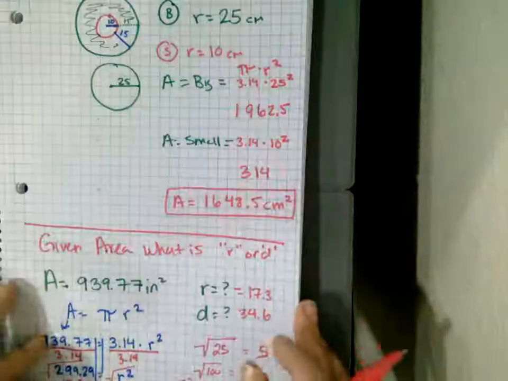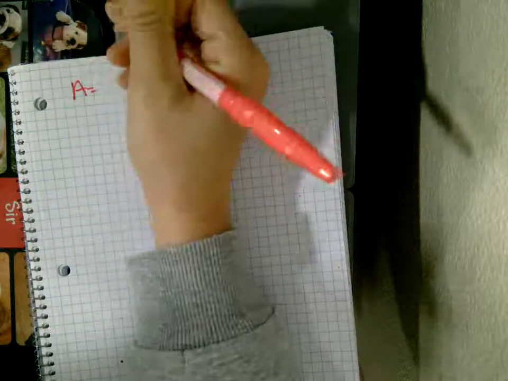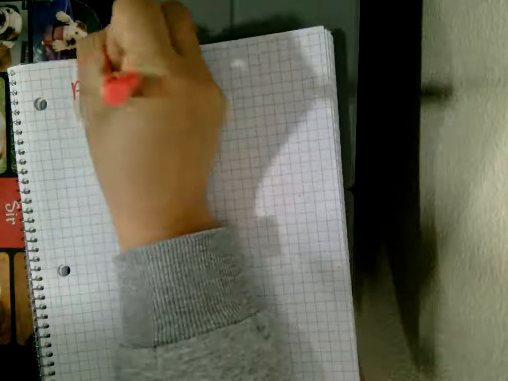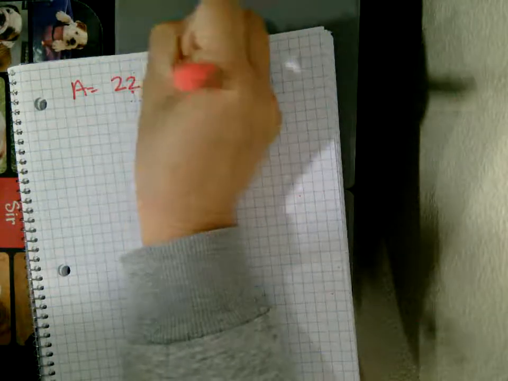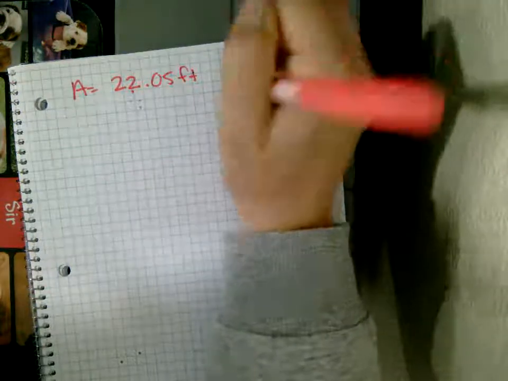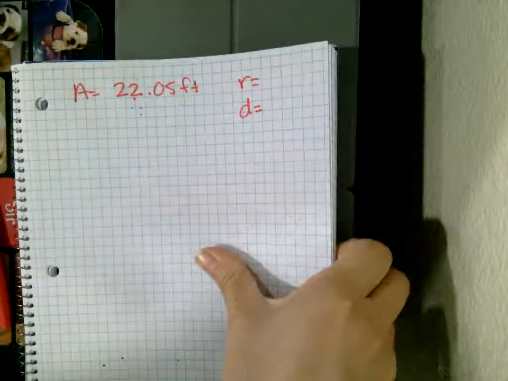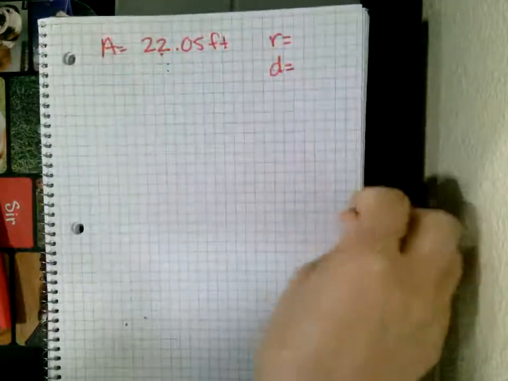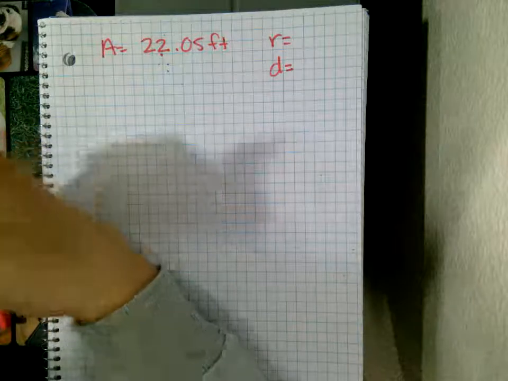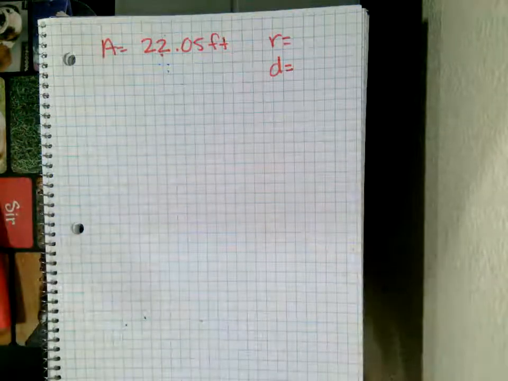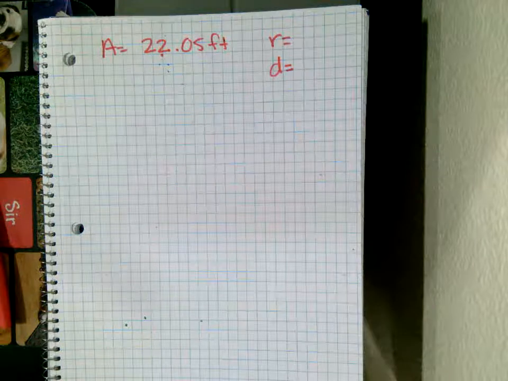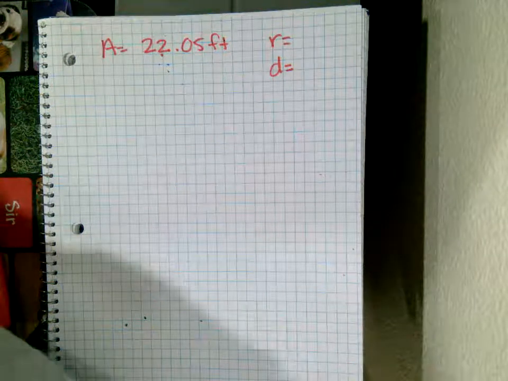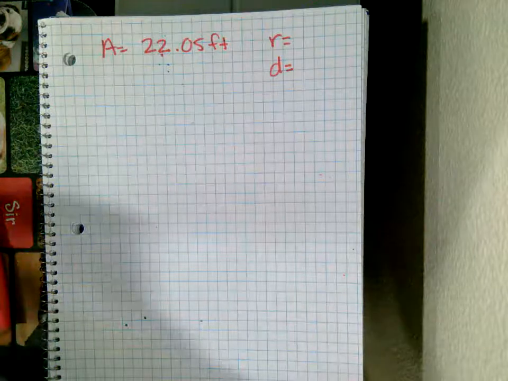All right, let's try one more, and then we'll teach you something new. Okay, so the area is equal to 22.05 feet. I want to know what R is, and I want to know what D is. If you don't get these on the MAP test, you will 100% get these in geometry and in high school. It's cool because I just taught you how to do square roots, which usually do appear on MAP because it's easy, but not everybody knows about square roots.